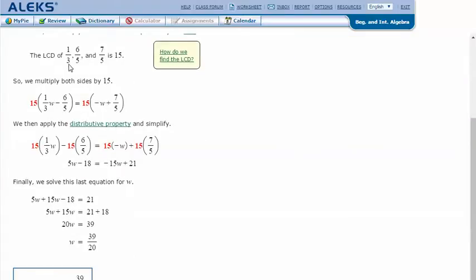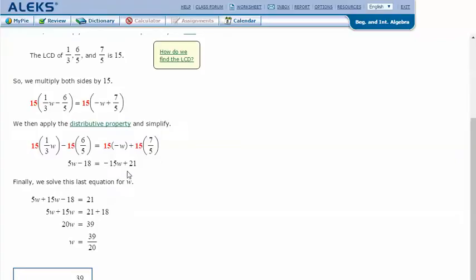And so when our fractions have denominators of 3, 5, and 5, the least common denominator is 15. And so then we need to multiply both sides times 15. And so 15 times parentheses 1/3 W minus 6/5 end parentheses is the same thing as 15 times 1/3 W. Because this is a minus, this would be minus 15 times 6/5 equals 15 times negative W plus 15 times 7/5.